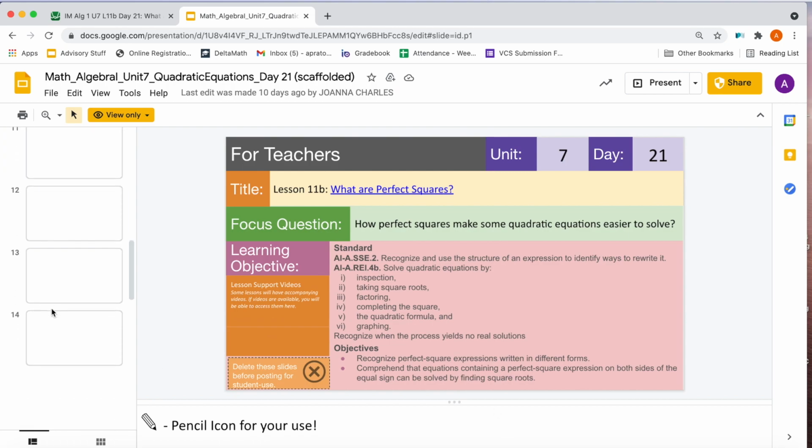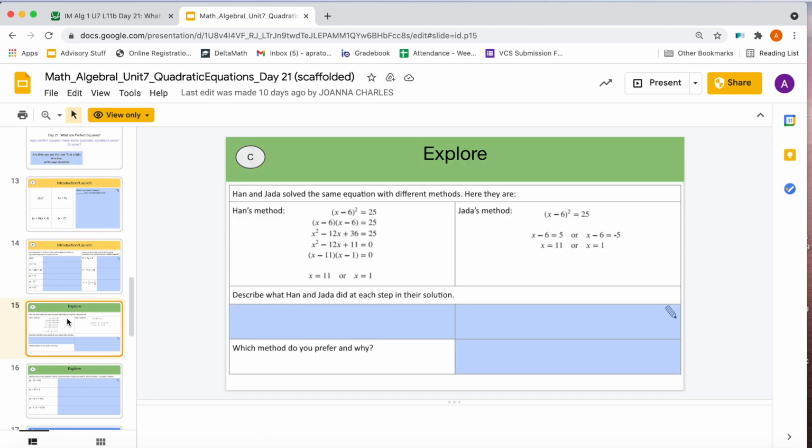If I go down to the explore portion of the lesson, students are first asked to compare two different methods. Han's method, which uses the traditional zero product property strategy to solve a quadratic equation, and Jada's method, where perfect squares are used to solve the equation. Students look at these two methods, describe what each person did at each step, and begin to think about which method they prefer. Our goal in this lesson is to get students exposed to this new way of solving quadratic equations using perfect squares, and for them to see how much simpler it is to use this strategy as opposed to the strategy they've been using when they're approached with a perfect square quadratic equation.